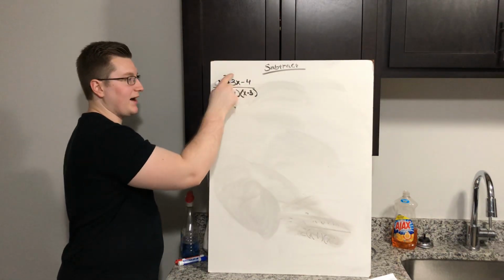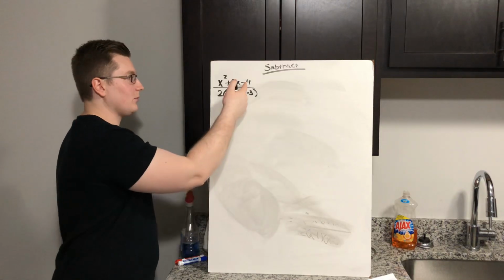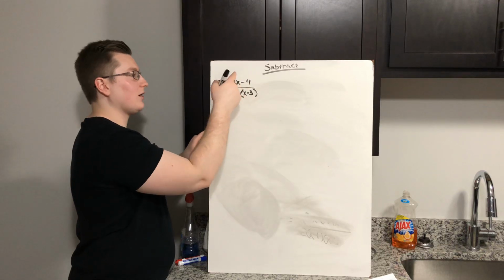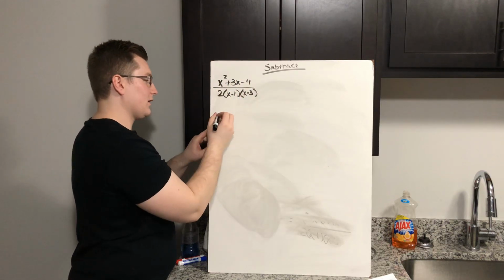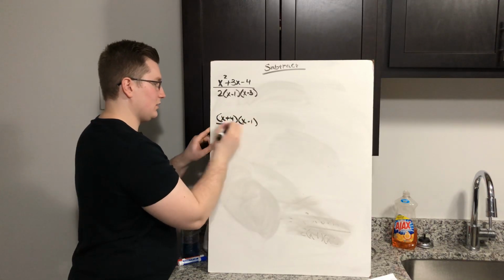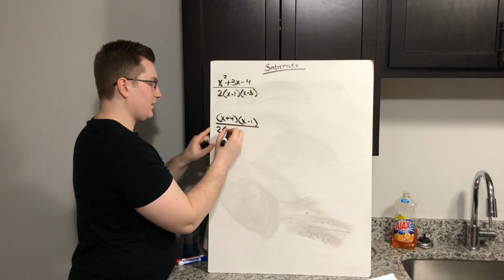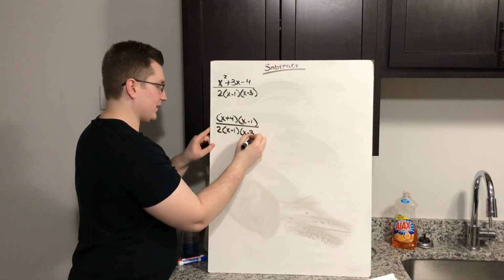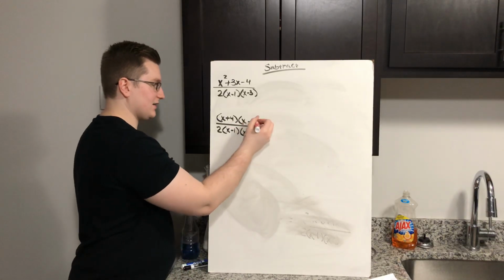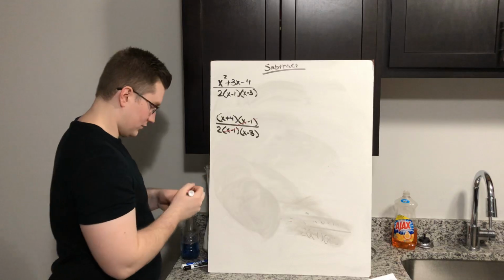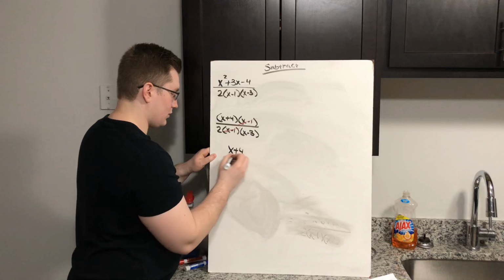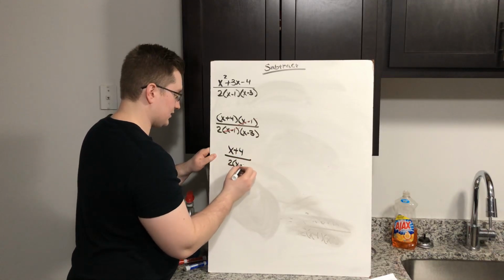Yeah, we can factor this top part right here. Two numbers that multiply to -4 and add up to 3. I have (x + 4) and (x - 1) over this entire thing, 2 times (x - 1) times (x - 3). See if we can cancel anything out. Yeah, I have the x - 1 on top and bottom. Those cancel out, and I'm left with (x + 4) over 2 times (x - 3).